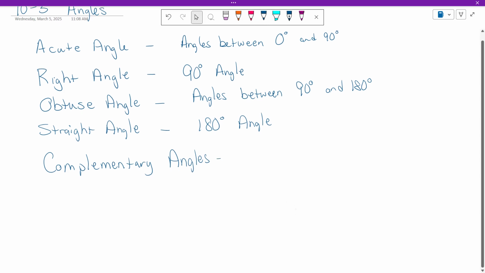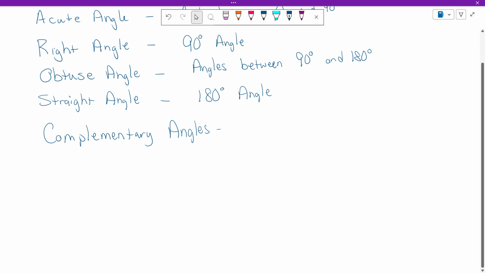okay, so then we'll have 5 new ones. The first new one is complementary angles. Complementary angles. Kind of a long word.